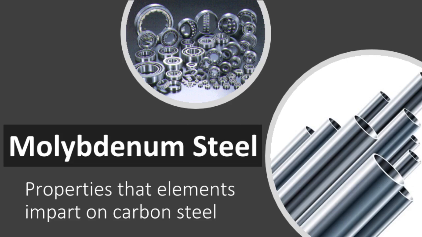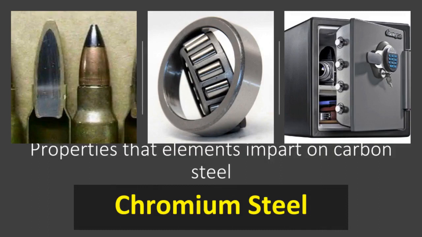Chromium steel. When chromium is present in steel in amounts up to 12%, it is called chromium steel. Beyond this point, it is known as stainless steel. In these lower amounts, it increases the hardenability of the alloy. Chromium steel is used for armor-piercing shells, safes, roller bearings, stone-crushing machinery.